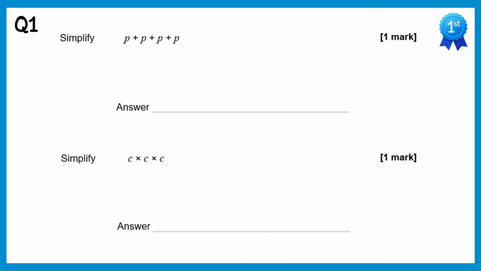So for this first question, we have p add p add p add p. When you add together terms like this, you just need to count up how many you have, so we have 4 p's there, and the answer is 4p. For the second part of this question, we've got c multiplied by c multiplied by c. When you multiply, it's a bit different to when you add. You want to count up how many c's you have, which is 3, but this time it will be c to the power 3, rather than 3c.